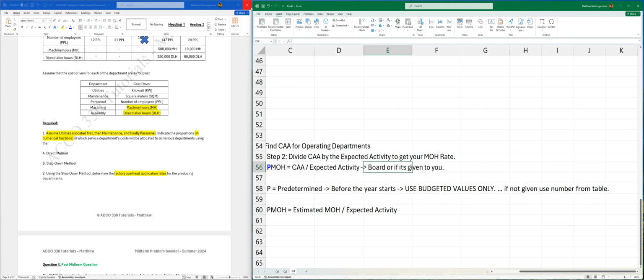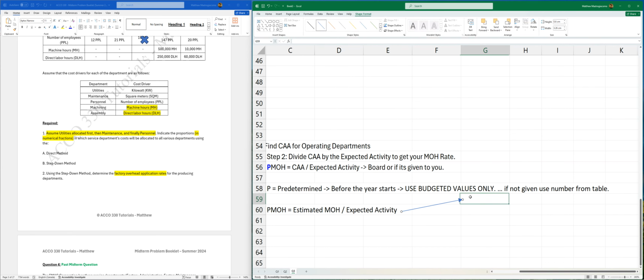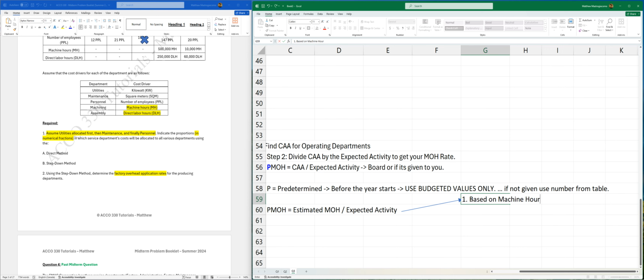And this is what you learned in COM 305, that there's generally 3 overhead application drivers that they use. So the first one is when you apply overhead based on machine hours. Okay, the second one, you apply overhead based on DL dollars. And then the last one that you see, okay, is you apply overhead based on DL hours. These are the 3 common expected activities that you see, guys.